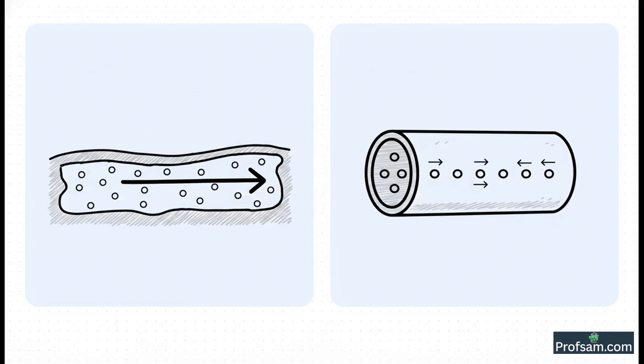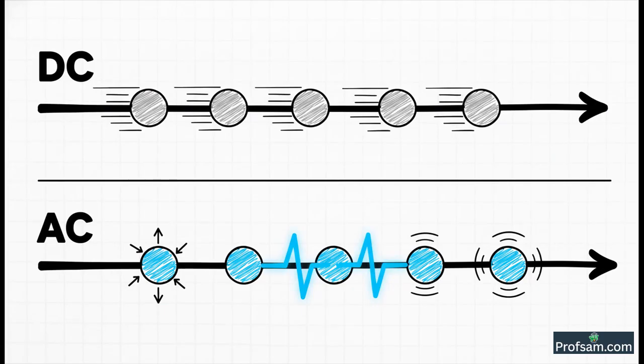Imagine water trapped inside a closed pipe. Now, if you shake the pipe, the water will just slosh back and forth, right? The water molecules just jiggle around their position. They don't actually travel all the way down the pipe. That's AC.